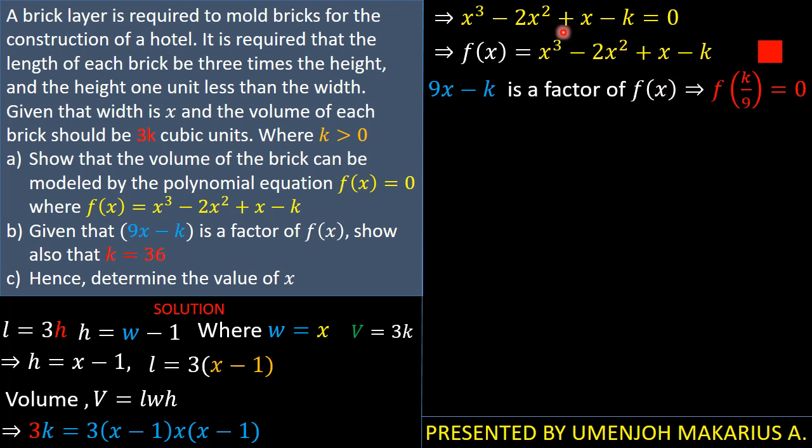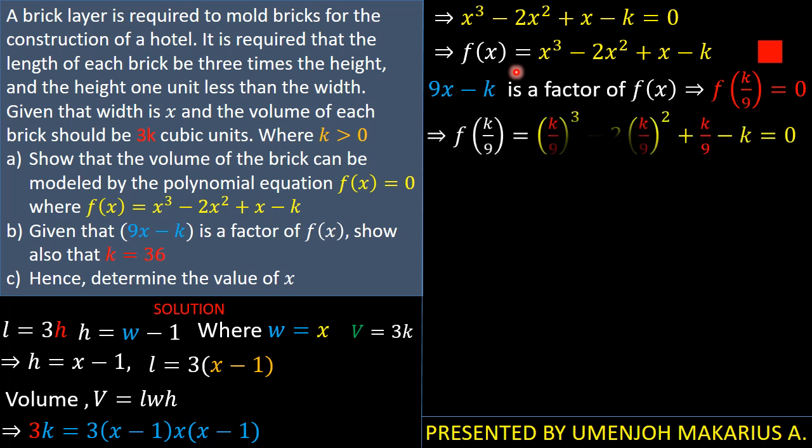So friends, if we come now to our original equation and substitute everywhere we have x with k over 9 and putting that to 0, we are only going to have f of k over 9 to be the same like k over 9 all that cube, that is in place of x, minus 2 into k over 9 all that squared, plus k over 9 minus k equal to 0.